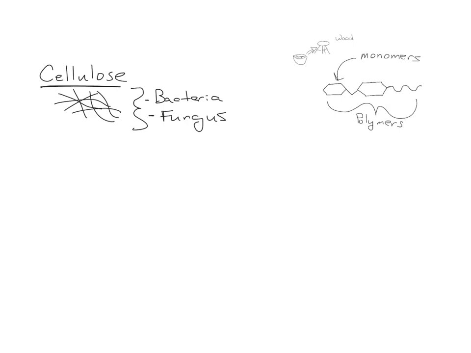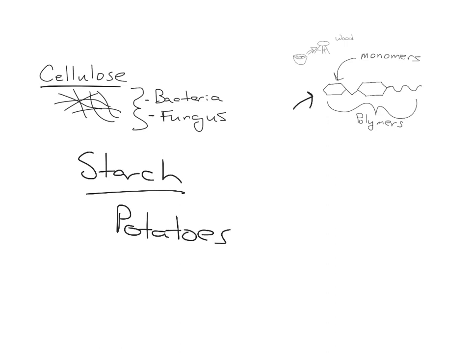But if you put the same monomer, the same sugar molecule, together in a different way, you get something called starch. Both are made by plants. Cellulose is made by plants, and starch is made by plants. Starch is found in things like potatoes, in things like yams. Can you eat starch? Yeah, we can easily digest starch. Even though it's made by plants, we can easily digest it.